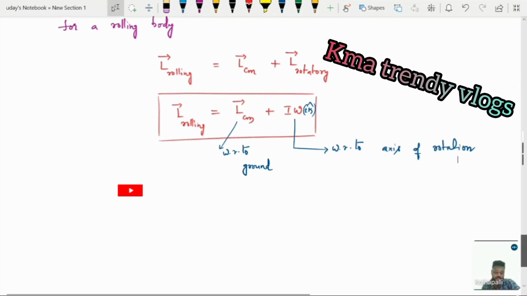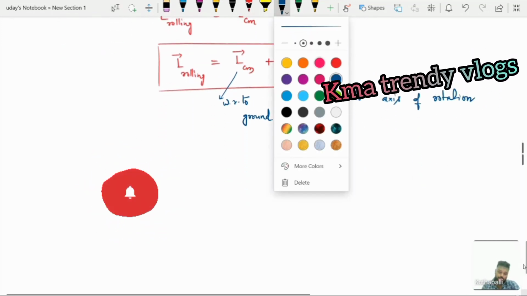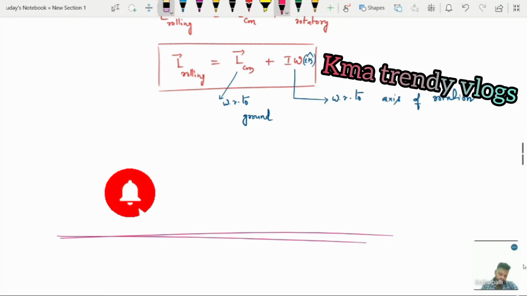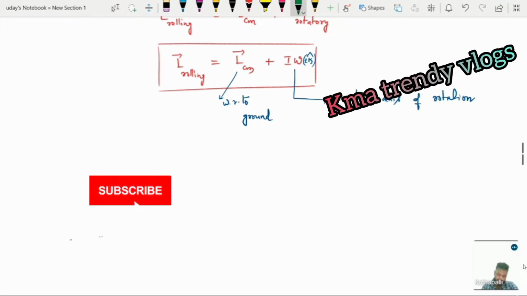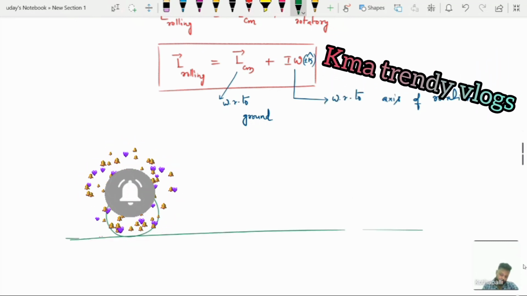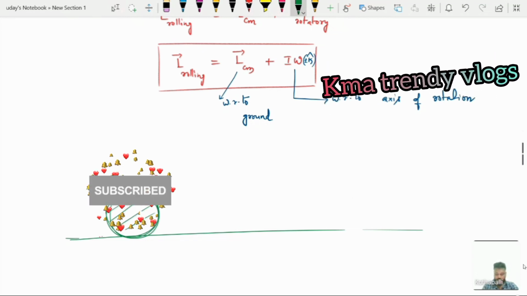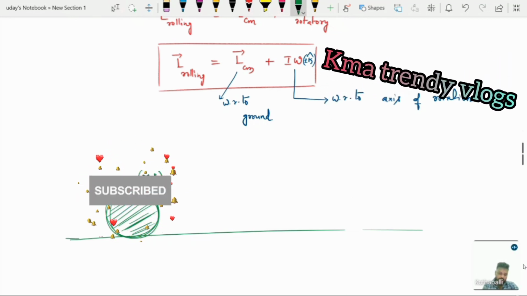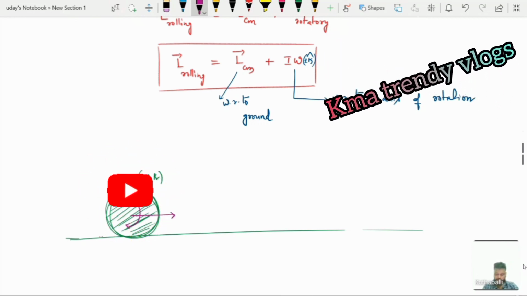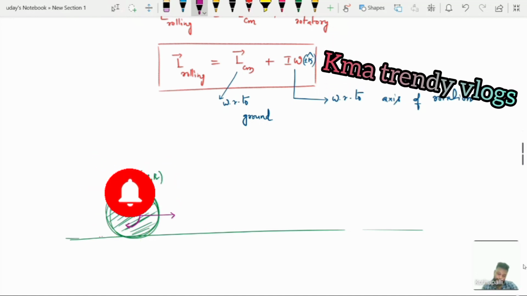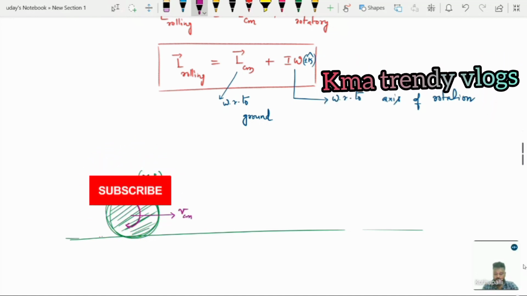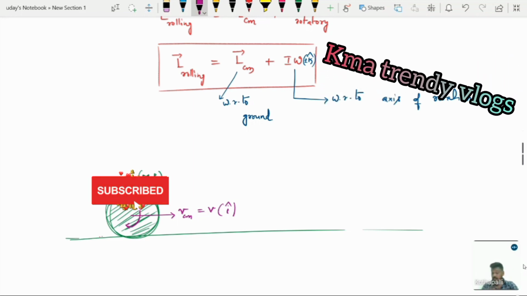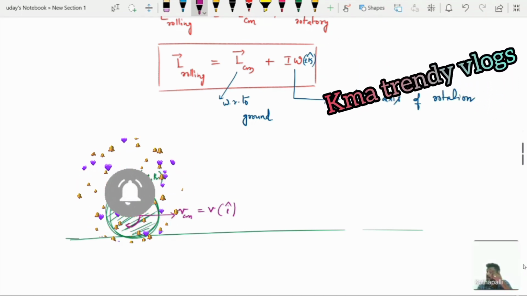Let's take one example. We take a situation that a sphere of mass m and radius r is rolling and going forward with velocity of center of mass v_CM, which is equal to v i cap, let's say, and angular velocity omega, and it is rotating in the clockwise direction, so obviously it will be minus k cap.